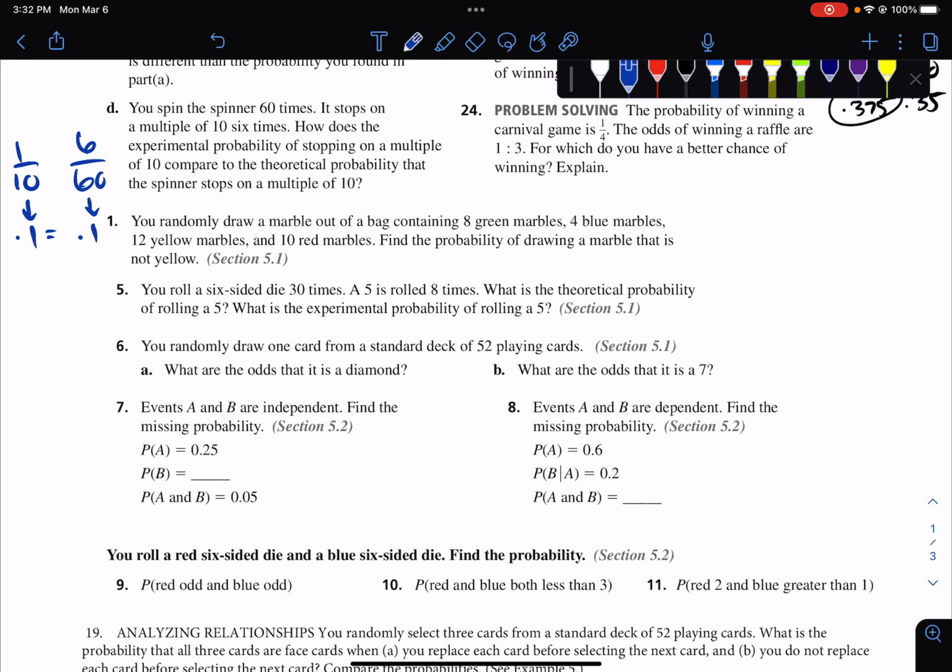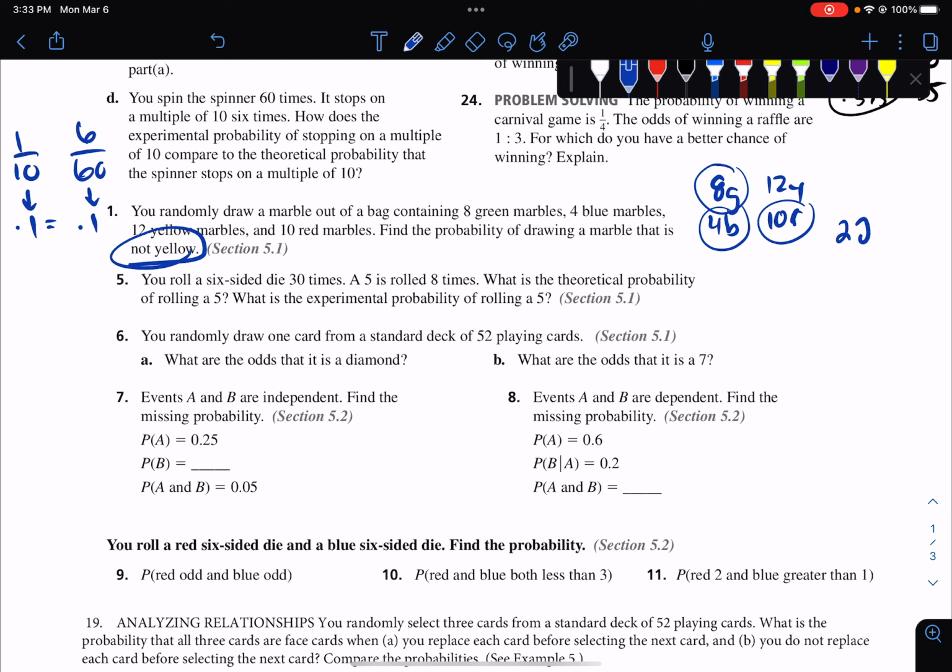Okay, going down to number 1. You randomly draw a marble out of a bag containing 8 greens, 4 blues, 12 yellows, and 10 reds. I'm just going to start writing it down as I read it. Find the probability of drawing a marble that's not yellow. Not yellow is the key word here. So when I look at this list, those are not yellow, those are not yellow, those are not yellow. So when I add those together, that's 22 marbles that are not yellow out of 34 total marbles, because I have to add the 12 to get the total number of marbles.